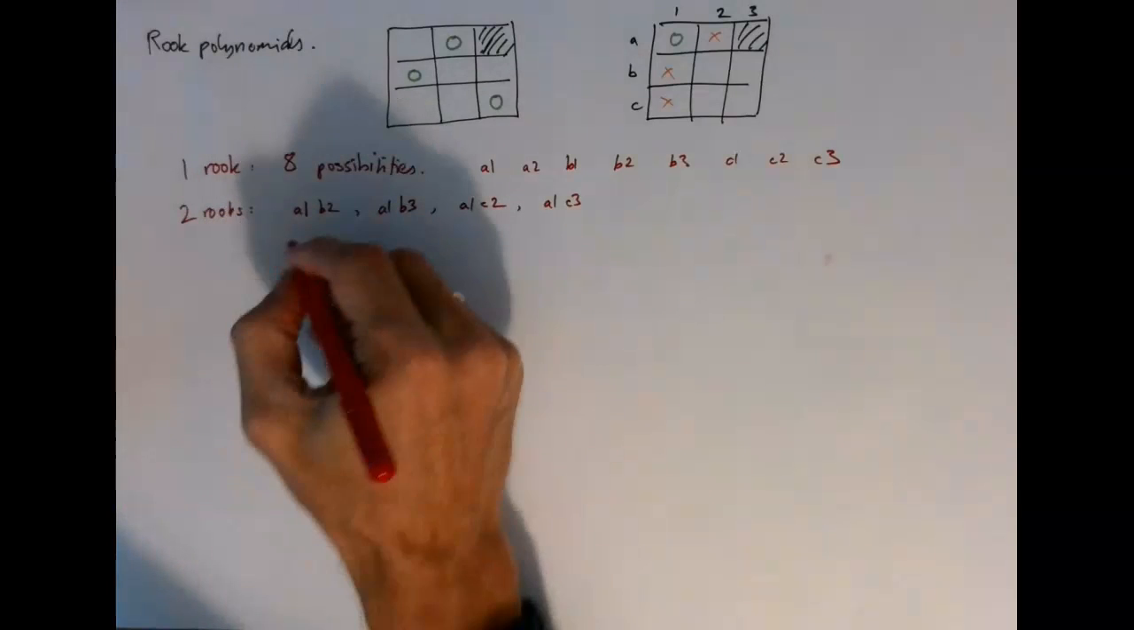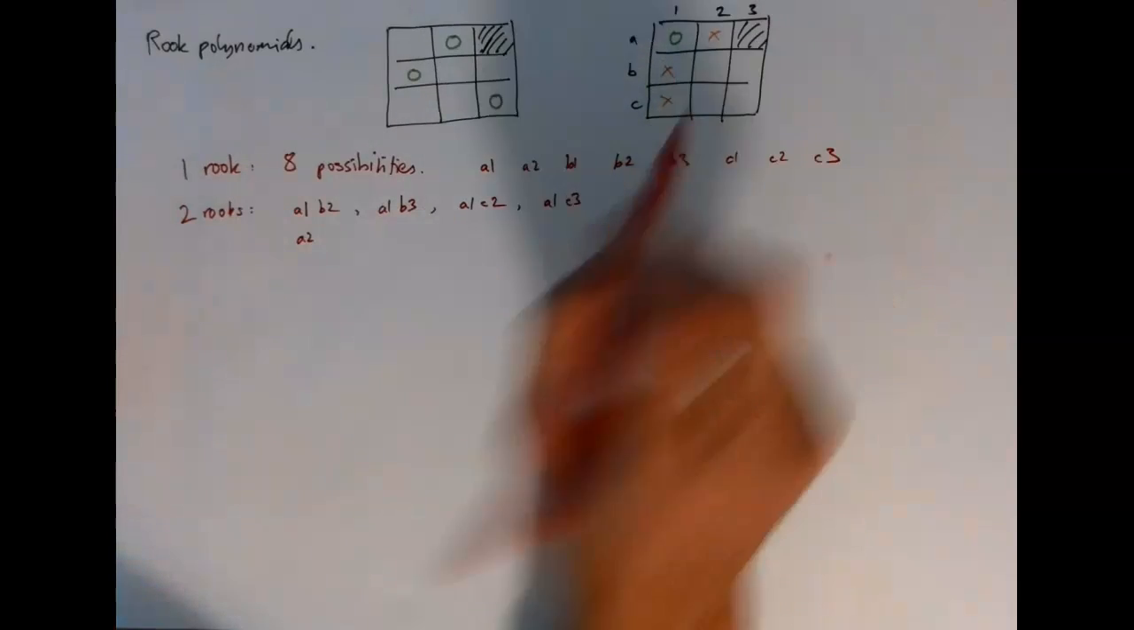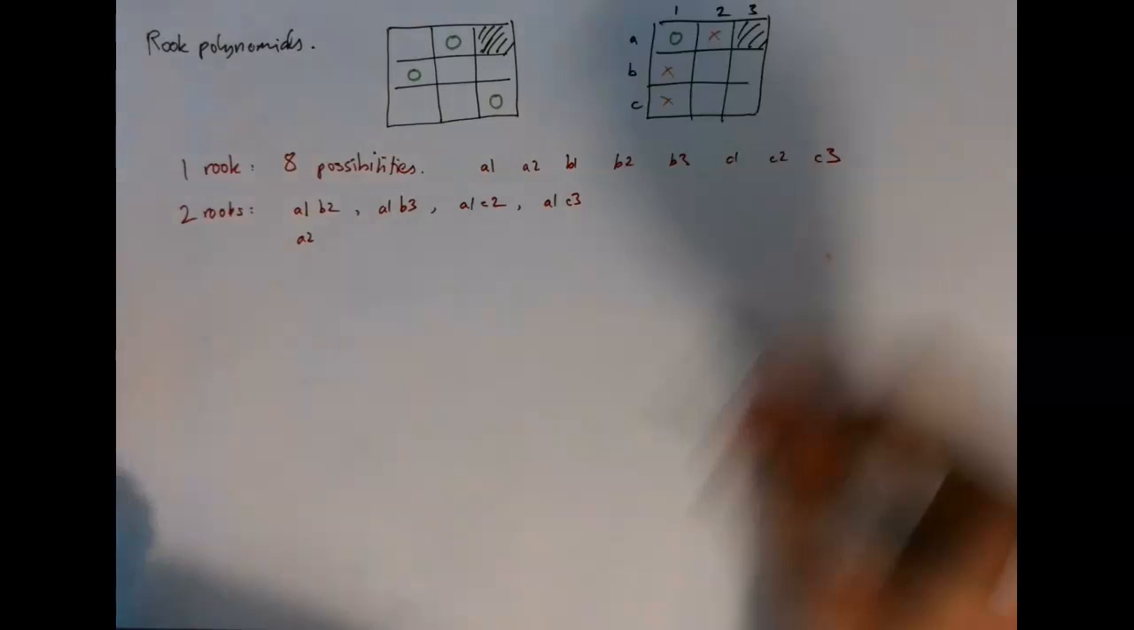What if instead we put a rook at A2 as our first rook here? Then where could the second go? Let's maybe draw that again.